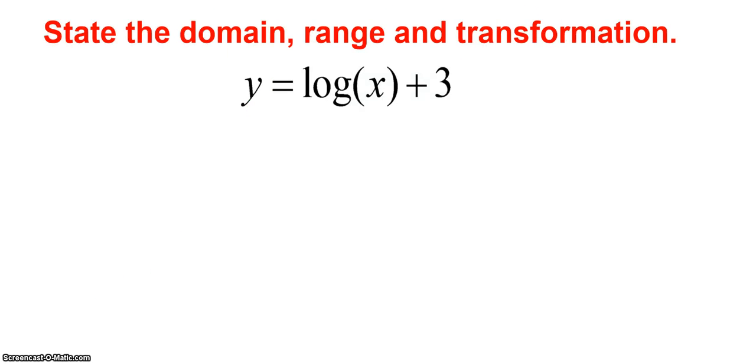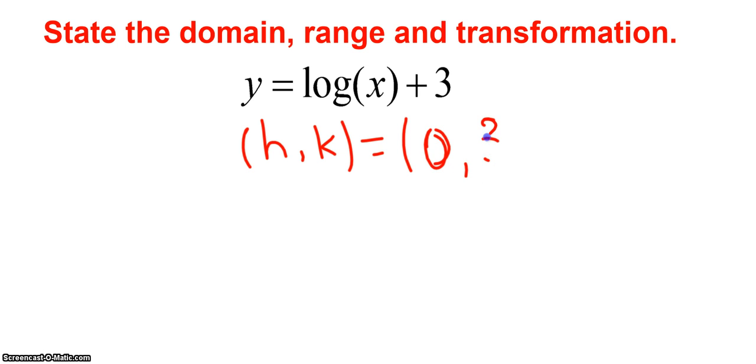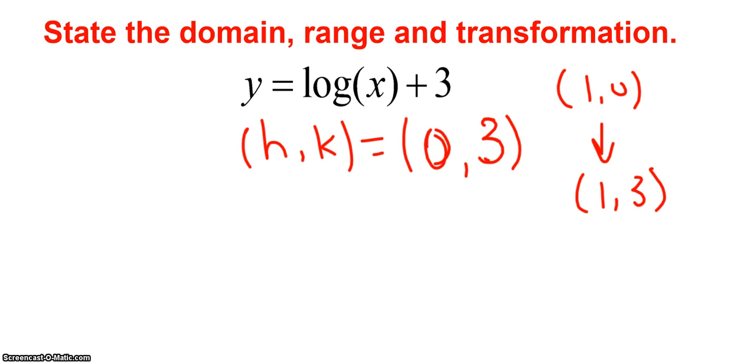All right, next one. We're going to state the domain and range of the transformation. So we got y equals log of x plus 3. So let's first do our (h, k). Again, we don't have anything added or subtracted from our x, so h is just going to be 0. And then our k is 3. So what this is telling us is that when we're looking at the point (1, 0), the graph now is going to move to (1, 3). You can look at the point (1, 0), and then this k value is literally just telling you how far up or how far down you moved from it.